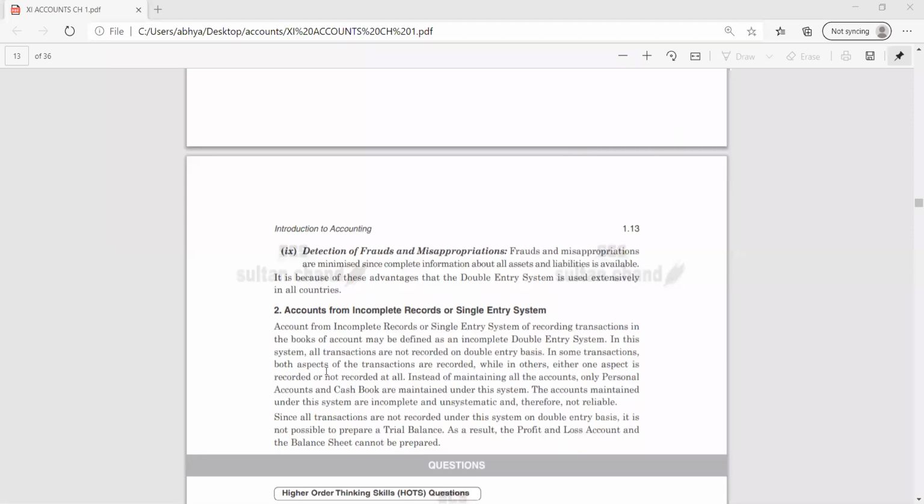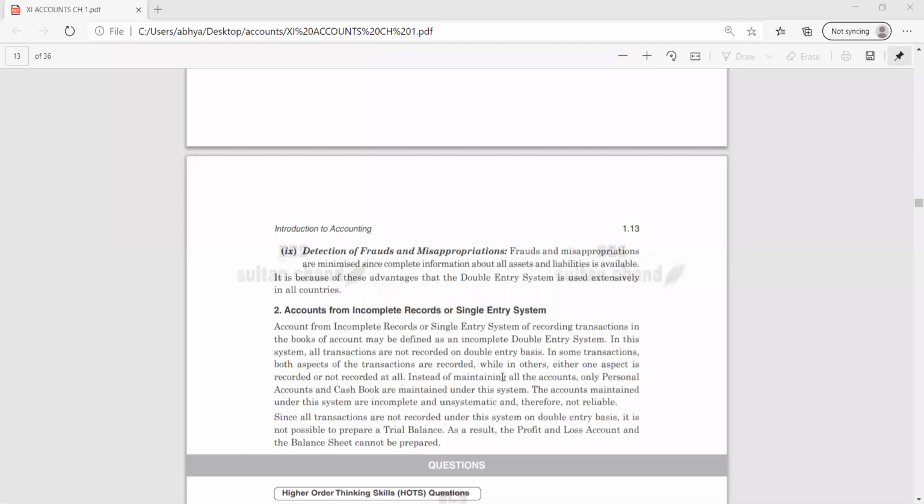So in this system, we are not following the accounting process completely. We are not making the complete journal, then ledger, then trial balance, trading, P&L and balance sheet. We are not following all these steps. In some transactions, both the aspects are recorded; in others, one aspect is recorded, or not recorded at all. This line is very important.